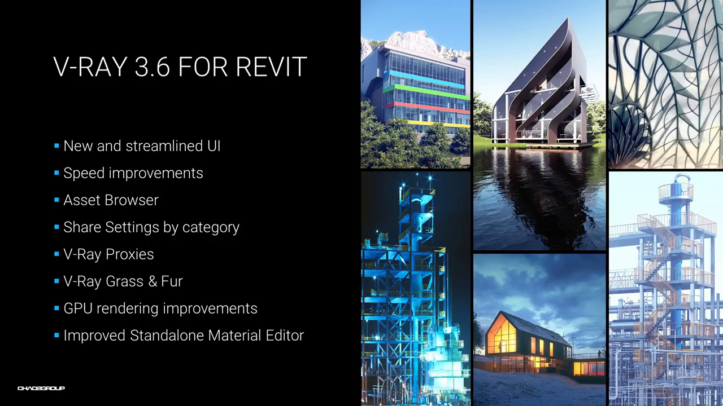The new V-Ray Asset Browser has replaced the Material Browser. It comes with new filtering and selection options, and besides materials, it now hosts the V-Ray proxies and V-Ray fur panels. V-Ray proxies and V-Ray fur are brand new features in V-Ray for Revit, and I'll speak in detail about them. The GPU rendering has also been improved. We have hybrid rendering as well as GPU production rendering. The material editor has a new light theme to match Revit's interface. It has a new and improved color picker as well as new texture maps.